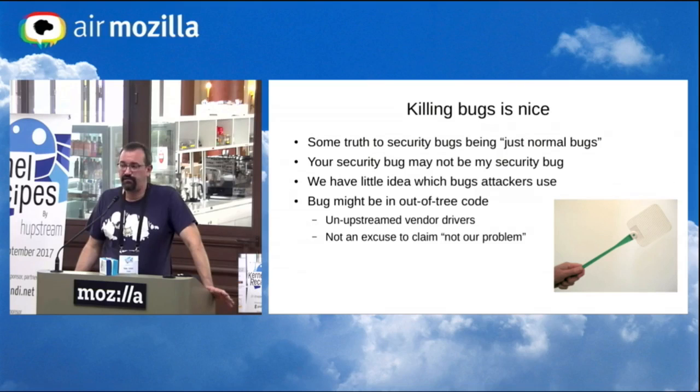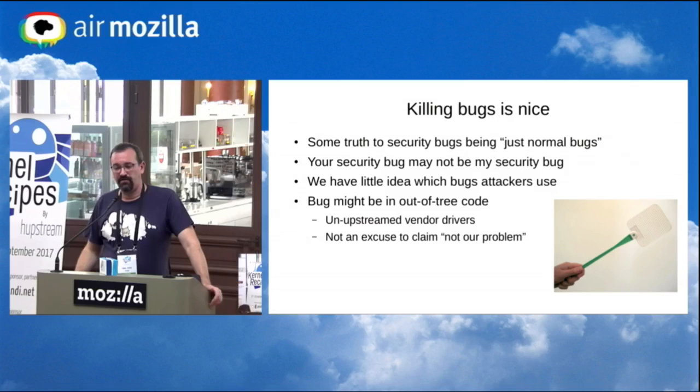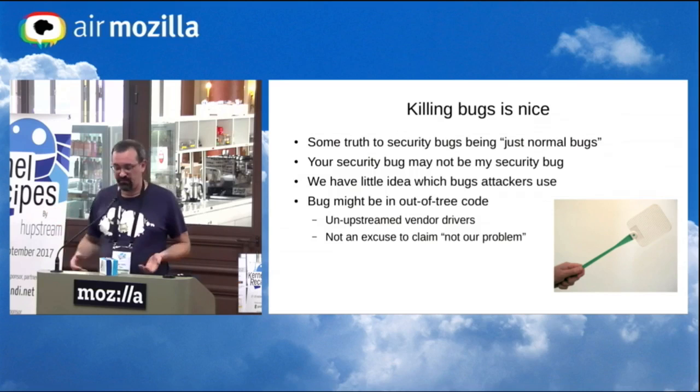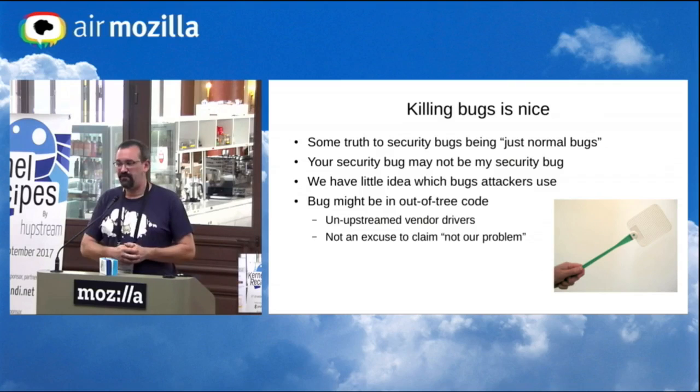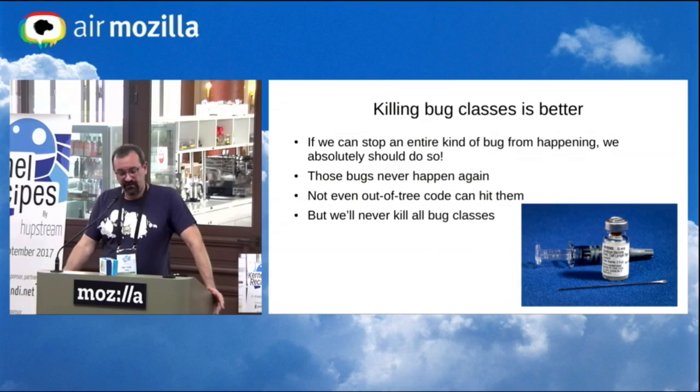There has been a cultural attitude in the upstream kernel that, the 2 million lines of code that are in some Android device, we can't control that, so it's not our problem, et cetera. But the base of the Linux kernel is still on that phone. We can create infrastructure to help the situation. So it'd be nicer to just kill entire bug classes instead of killing individual bugs. If we can stop an entire class of bug from happening, we should do that.